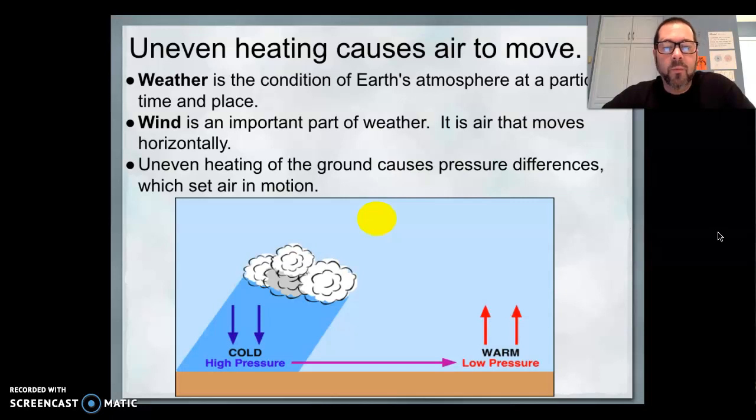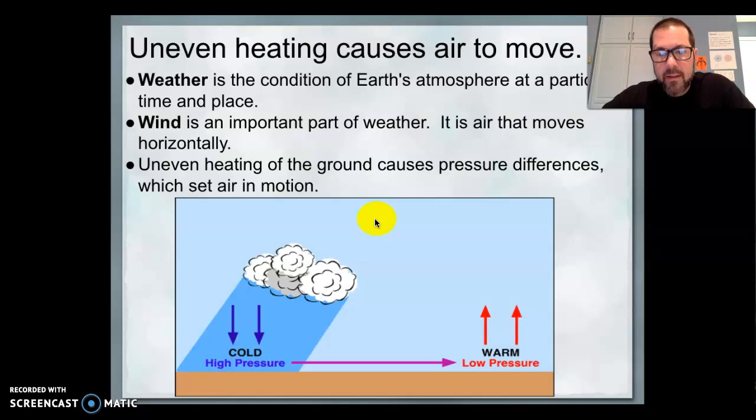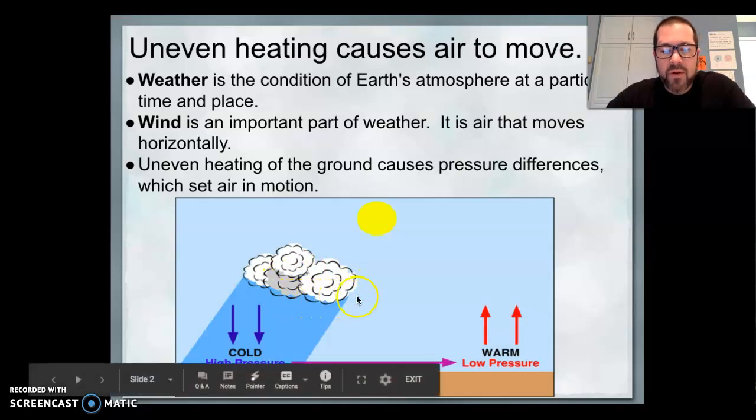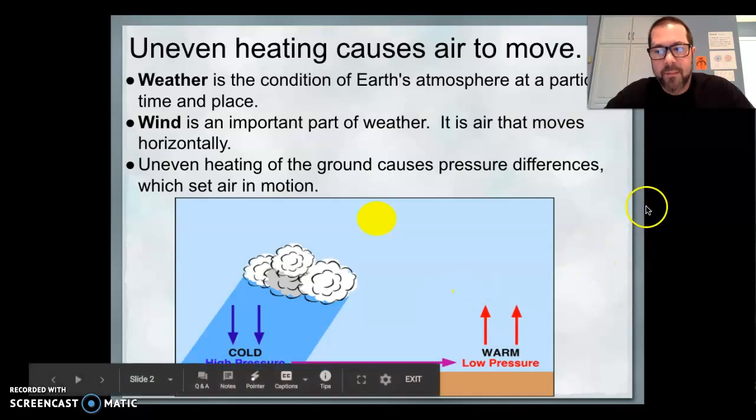Once again, wind is set in motion by uneven heating of the ground causing pressure differences. So if you look down here at this image, remember everything starts with the energy from the sun. The sun does not heat the air. The air gets heat from the ground. So the sun heats the ground. Then the air moves along the ground and it gets heated through conduction. So remember, conduction, convection, and radiation are three extremely important terms to remember as you continue to learn about weather.